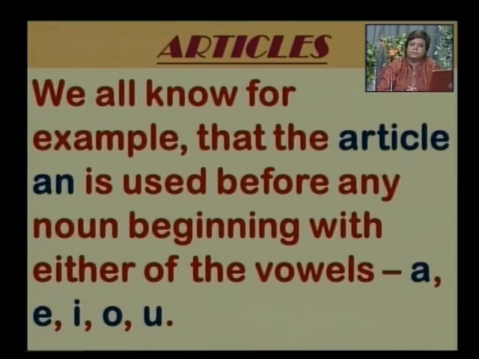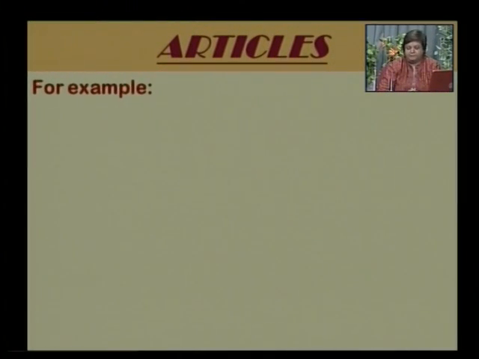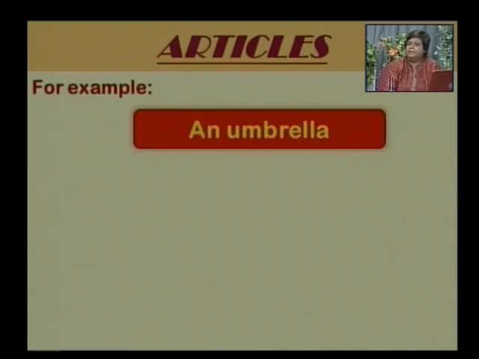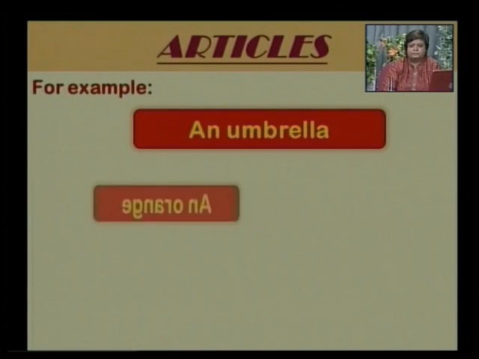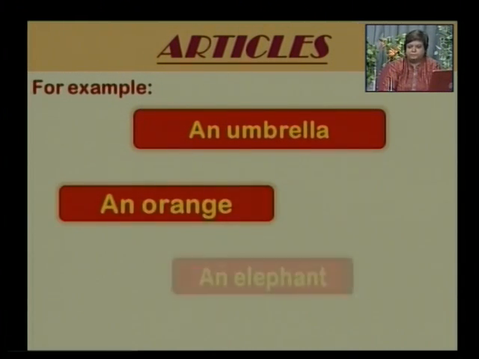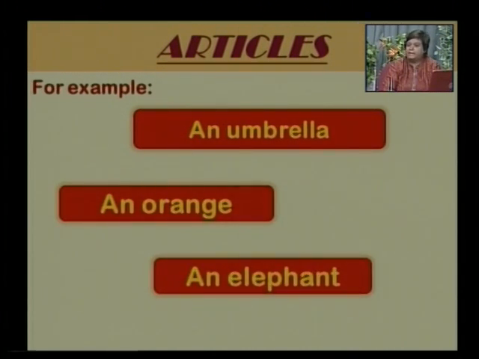Let's come back to the screen again. We all know, for example, that the article an is used before any noun beginning with either of the vowels a, e, i, o, u. Let's come to the next slide. For example, simple examples છે an umbrella, an orange, an elephant.